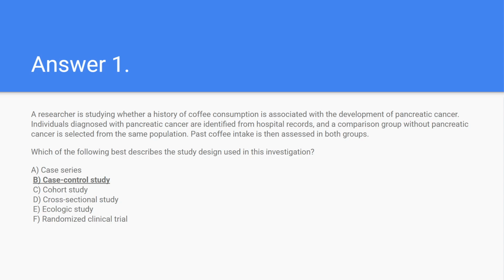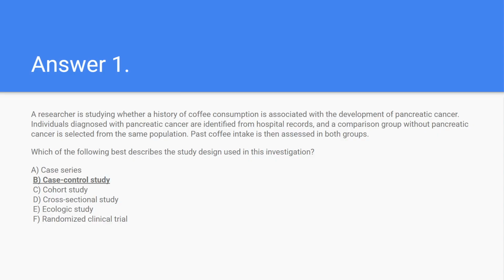And so you know that some of these individuals are diagnosed with pancreatic cancer, right? And there is a comparison group, so you can automatically eliminate case series and RCT as well, because there's no blinding or anything like that. And then you can eliminate cohort study because it didn't start out with nobody having anything, and then coffee caused it, if that makes sense.